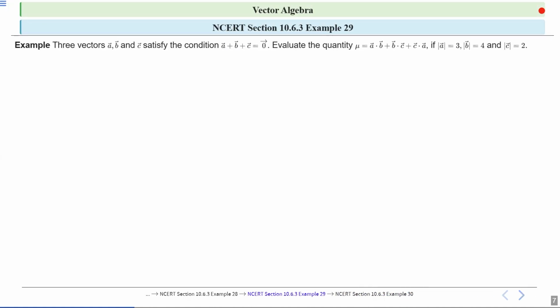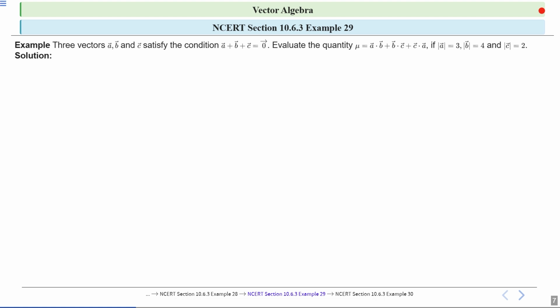Next is NCERT section 10.6.3 example 29, which says three vectors a vector, b vector and c vector satisfy the conditions a vector plus b vector plus c vector is equal to 0 vector. Evaluate the quantity mu is equal to a vector dot b vector plus b vector dot c vector plus c vector dot a vector, if the magnitude of a vector is equal to 3, the magnitude of b vector is equal to 4 and the magnitude of c vector is equal to 2.